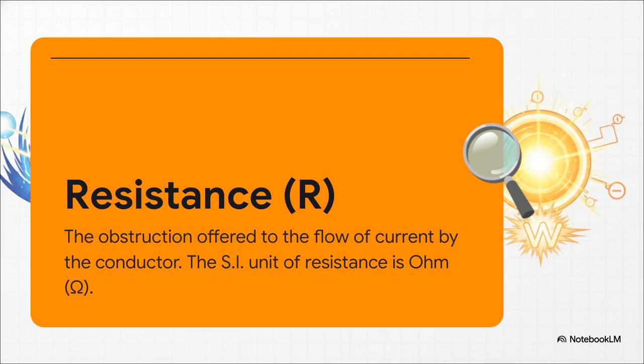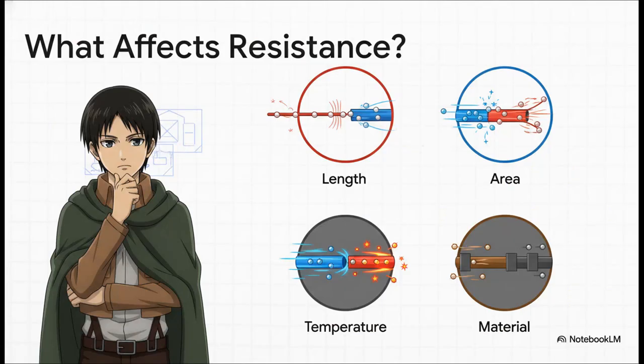We measure this opposition in a unit called ohms. So, what actually determines how much resistance a wire has? Well, it boils down to four main things. First up, the length. A longer wire is like a longer, more crowded hallway for electrons to get through. That means more bumps and more resistance. Second, the thickness. A thicker wire is like a super wide open hallway. It gives the electrons way more room to move, which means less resistance.